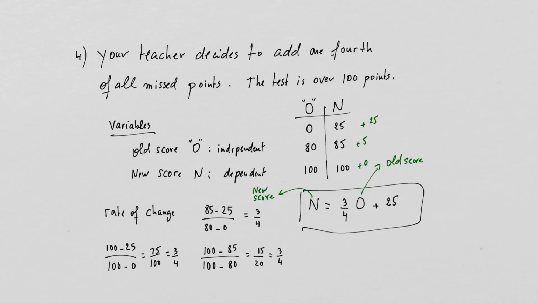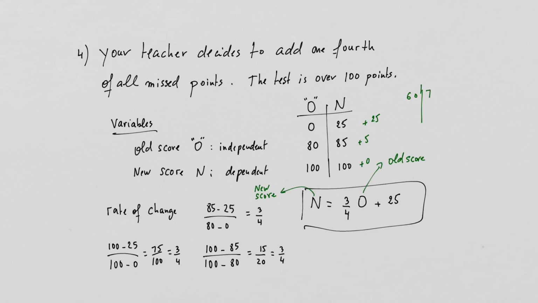All right. The other one I did earlier was 60, right? If you got 60, you missed, no, you missed 40. And a quarter of 40 is 10. So now you have 70. You got 10 points back. Make sense? Why do I create this numerical table?